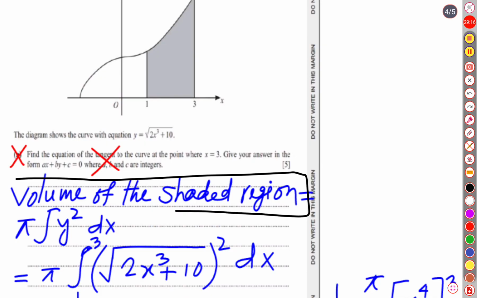So for volume, the formula is pi times the integral of y squared. Remember, pi is to be included in case of volume, but if it is only area, there is no necessity of pi. And for volume, we will find y squared, the integral of the square of the function. Let's see what it is actually.